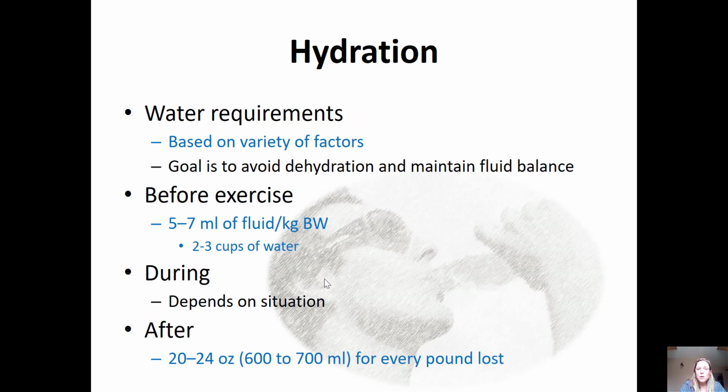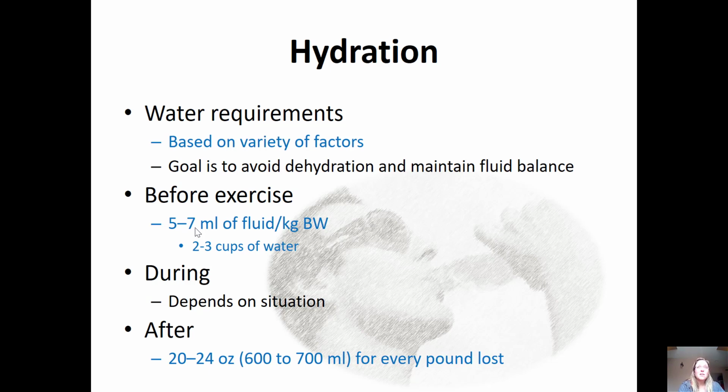So as far as your general requirements go, as far as water goes, we want to avoid dehydration and maintain that fluid balance. So before exercise, 5 to 7 milliliters of fluid per kilogram of body weight. So that equates to about 2 to 3 cups of water prior to exercise.